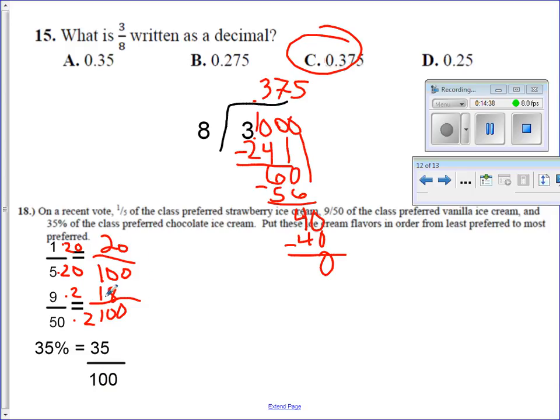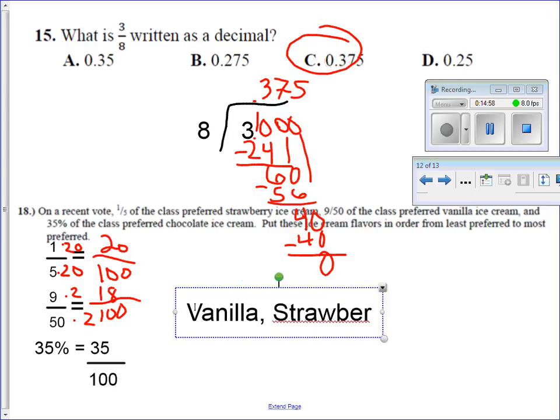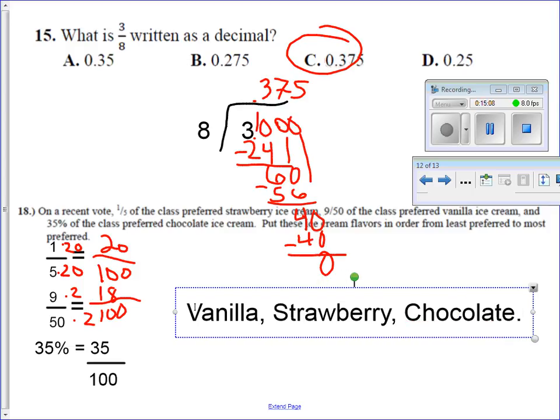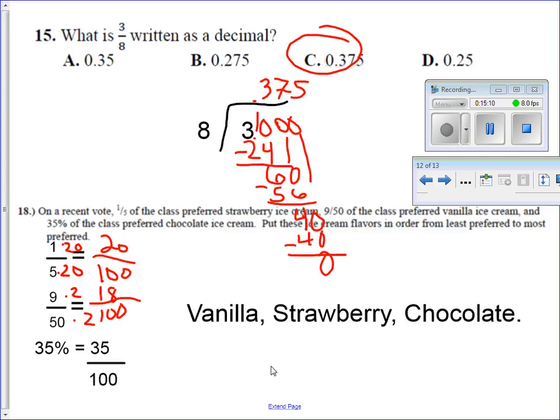So looking at these, which one is the smallest? It's 9/50, but you had to use the word vanilla ice cream. So first is vanilla. My second one is 1/5, which is strawberry. And then last, the most preferred was chocolate. So that's how we would put these in order from least preferred to most preferred.